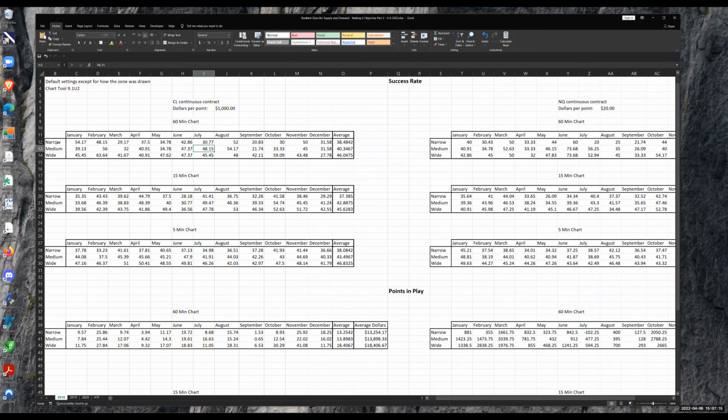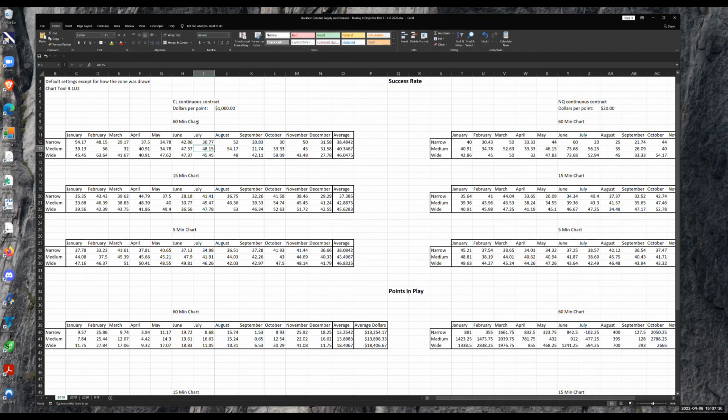At the end of part one, we actually talked about drawing zones. And we gave a way to draw narrow, medium, or wide zones. And we can look at how well those performed here. And so that's what's showing.